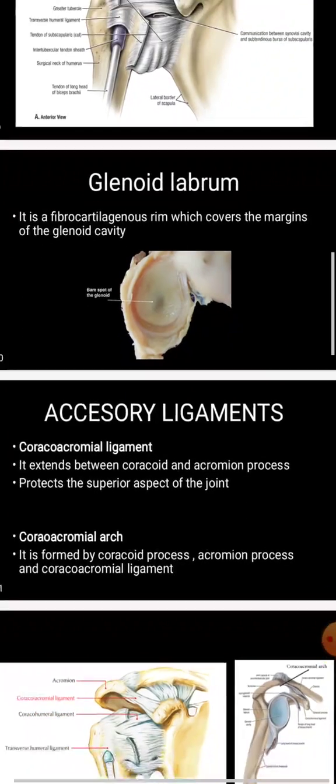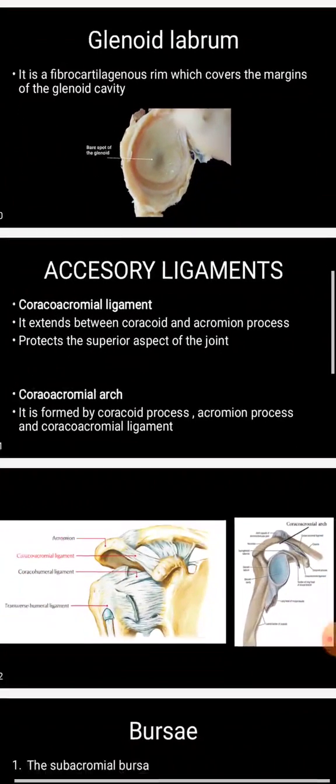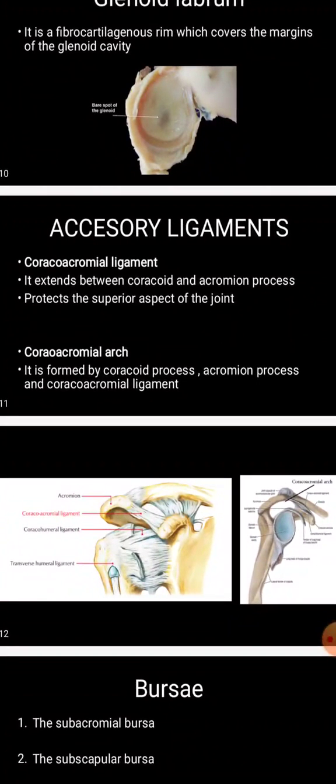Then I have told you there are two accessory ligaments. They are called the coracoacromial ligament and the coracoacromial arch. Again, please see the name carefully so that it is easier for you to understand where the extension or attachment of the ligament is. Since the name is coracoacromial ligament, it extends between the coracoid process and the acromion process of the scapula.